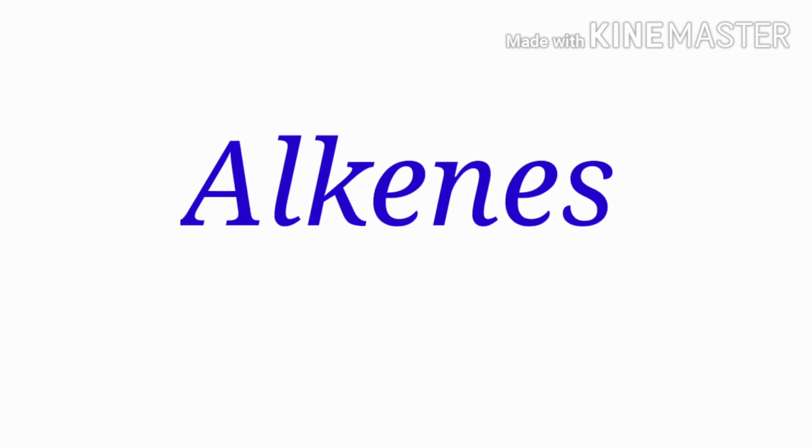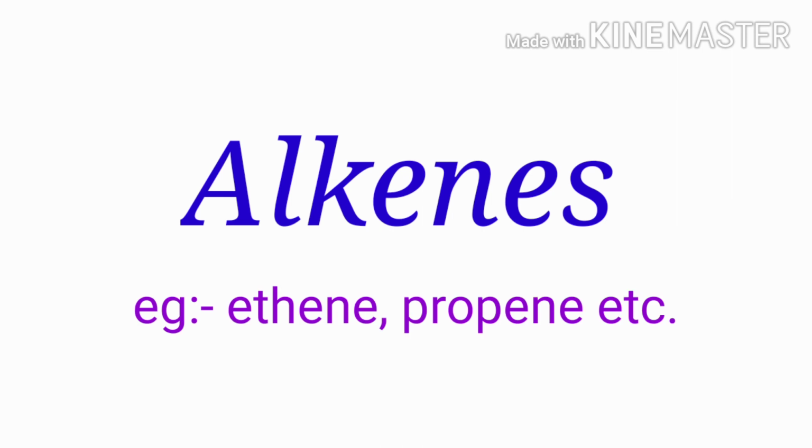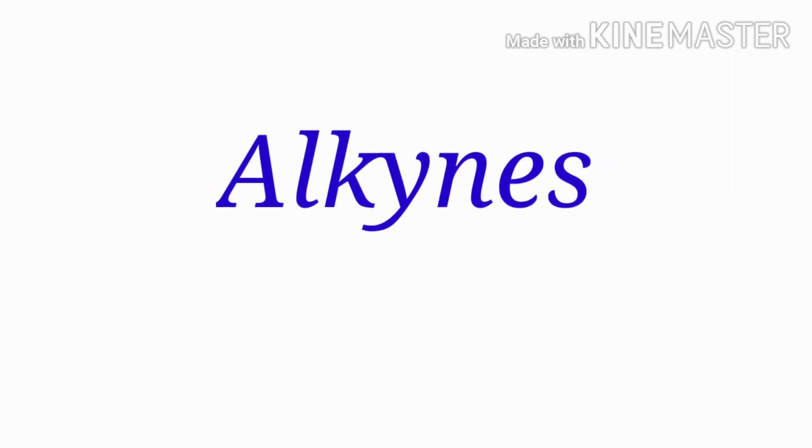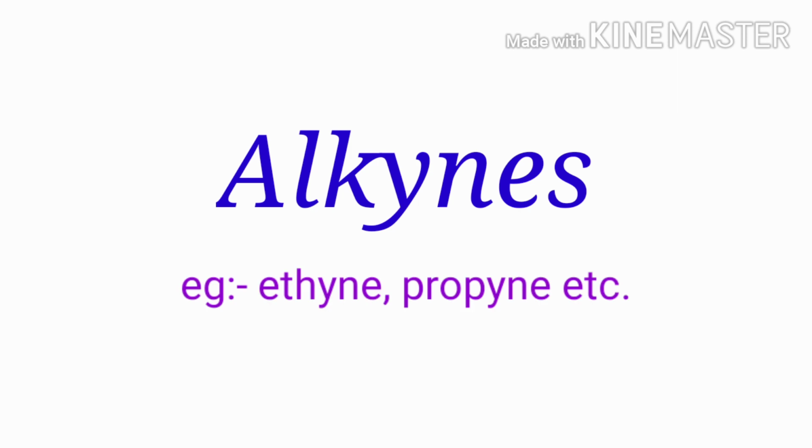The unsaturated hydrocarbons which contain one or more double bonds are called alkenes. For example, ethene, propene, etc. The unsaturated hydrocarbons which contain one or more triple bonds are called alkynes. For example, ethine, propyne, etc.